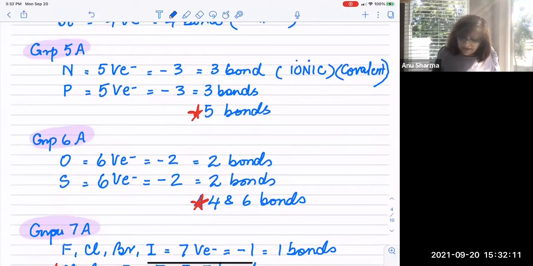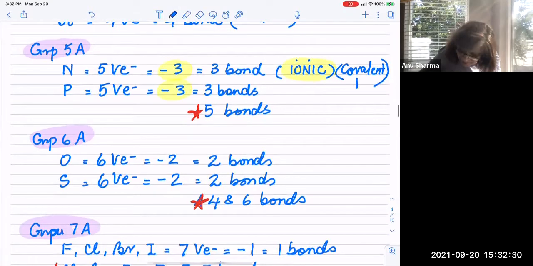So we leave that. Now look at group 5A. That's where we start seeing the differences. If you look at nitrogen and phosphorus in group 5A, 5 valence electrons, they will have a -3 charge. Sometimes, when forming ionic bonds, yes, it is a -3 charge. But when it's covalent bonding, then just keep this in mind, there is no charge.